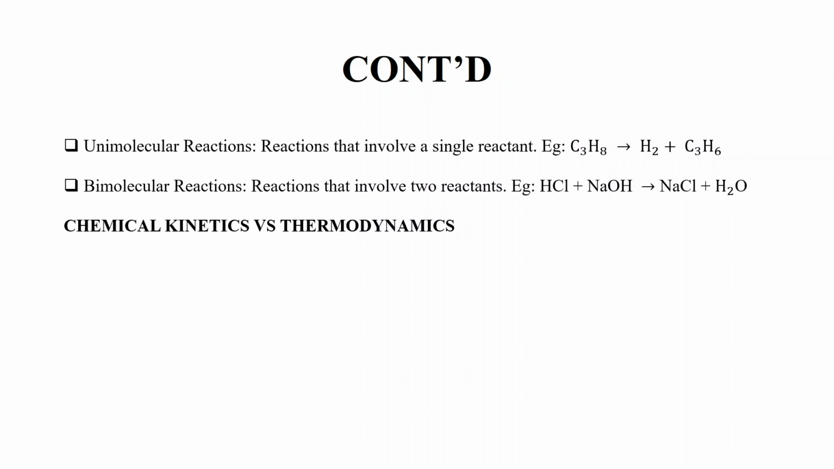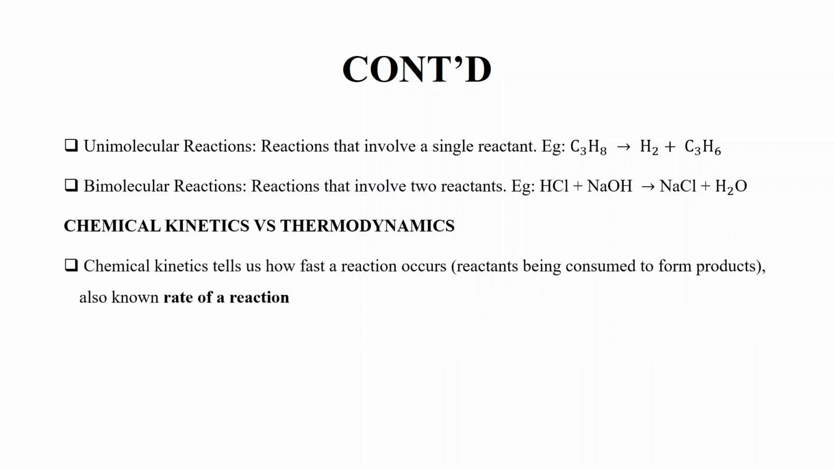Now let's talk about chemical kinetics and chemical thermodynamics. Chemical kinetics tells us how fast a reaction occurs. That is how fast reactants are being consumed to form product. This is also known as the rate of a reaction. So the rate of a reaction is the same as the kinetics of the reaction. We want to see how fast the reaction occurs, or how fast the reactants are being consumed to form product, or how fast products are being formed.